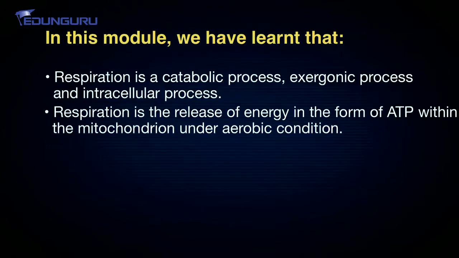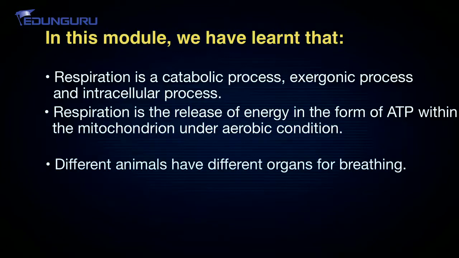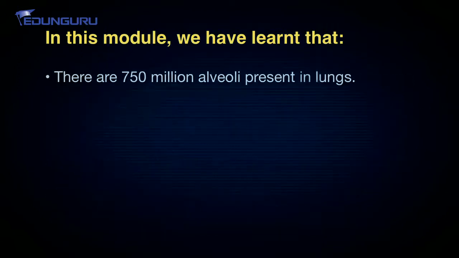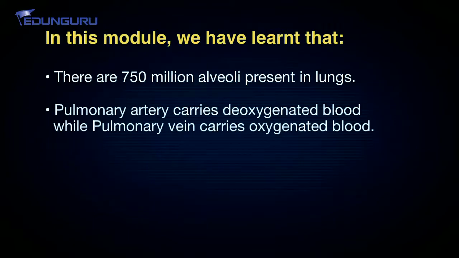In this module, we have learned respiration is a catabolic process, exergonic process, and intracellular process. Respiration is the release of energy in the form of ATP in mitochondria under aerobic conditions. Different animals have different organs for breathing. The respiratory system consists of nose, nostrils, nasal chamber, pharynx, larynx, trachea, bronchi, bronchioles, alveoli, and lungs. There are 750 million alveoli present in the lungs. Pulmonary artery carries deoxygenated blood and pulmonary vein carries oxygenated blood.